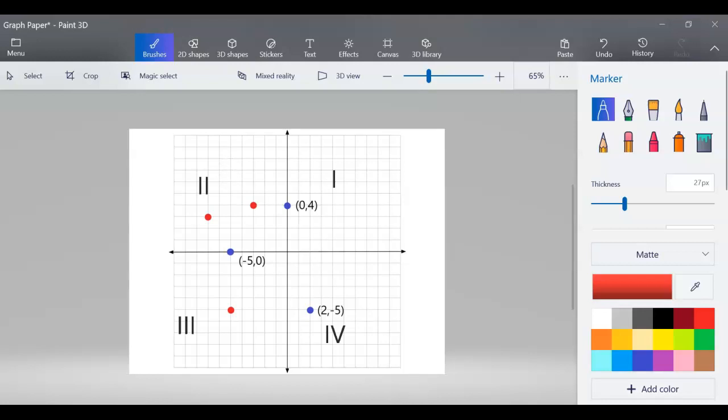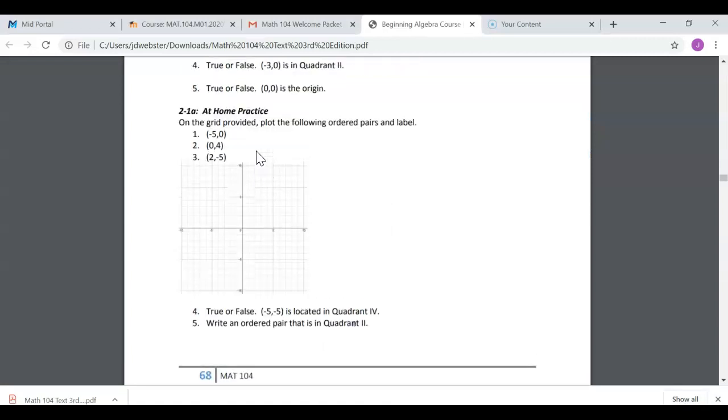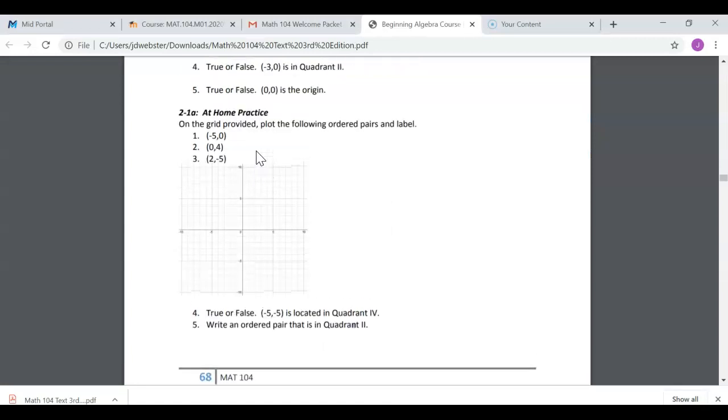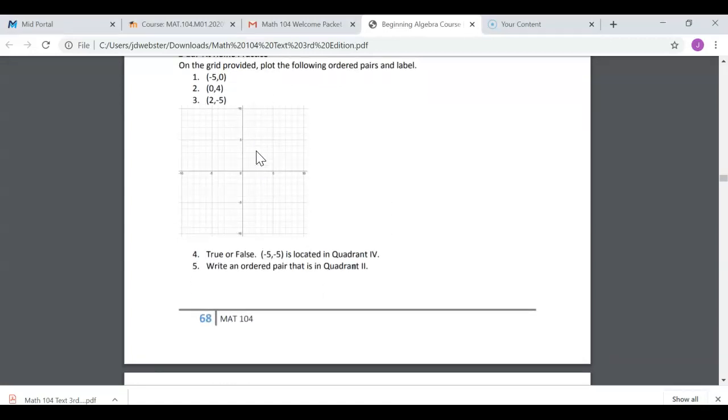So that is it for 2-1A, the big 2-1A at-home practice problems. Next time we'll do 2-1B, and we'll go through our review like that.